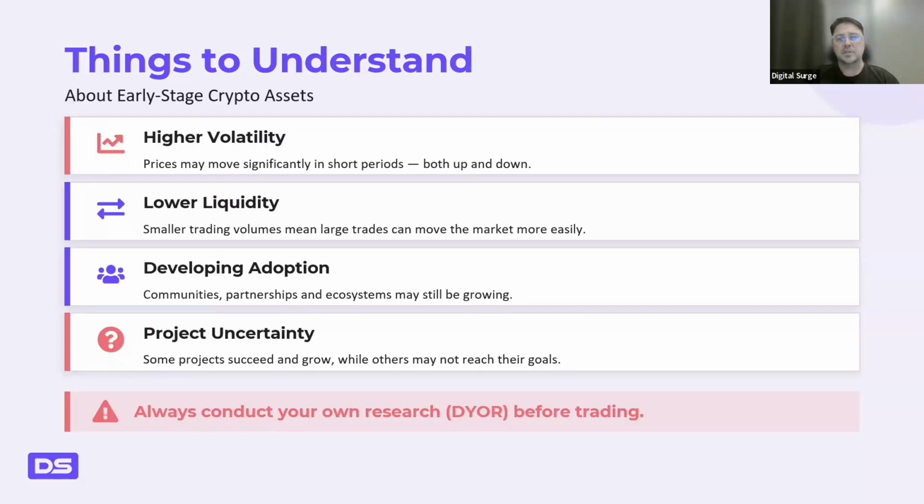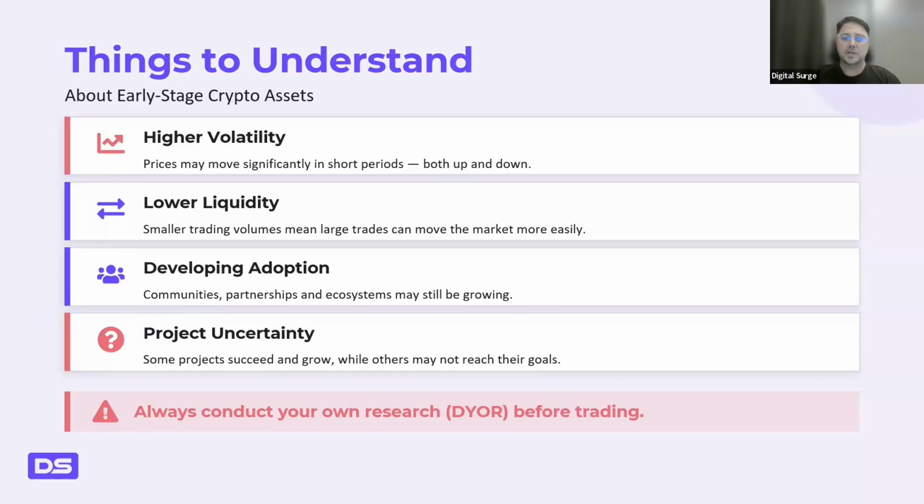When a project has lower trading volume, it means there are fewer buyers and sellers at any given time. In practical terms, this means that if someone places a large buy or sell order, it can move the price more than it would for a higher volume asset. It's worth being aware of this, especially if you're considering larger trades. Third is developing adoption. Many early stage projects are still in the process of building their community, forming partnerships, and growing their ecosystem. This is normal, but it means there's less of a track record to evaluate compared to a project that's been around for many years.